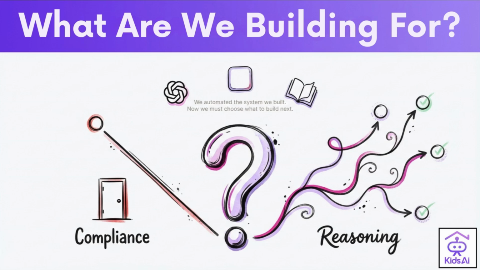What are we building for? We built a system that works perfectly. AI has automated exactly what we designed it to automate. Now we choose, what do we want to build next? I believe this is more than an AI question. It's a design question. And design is a moral choice.